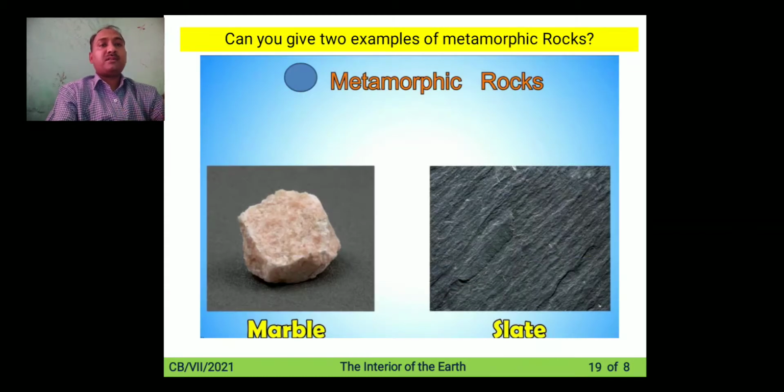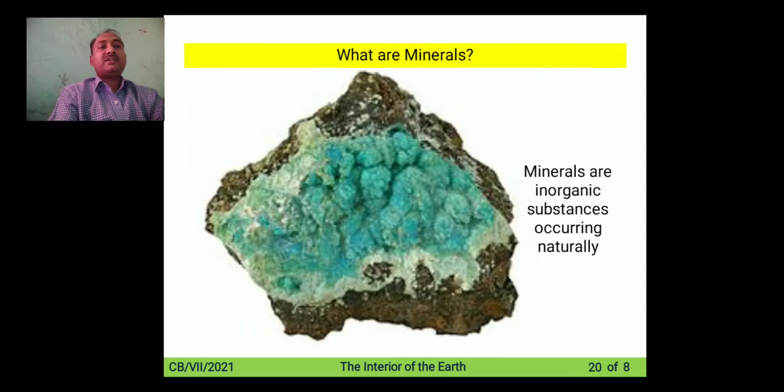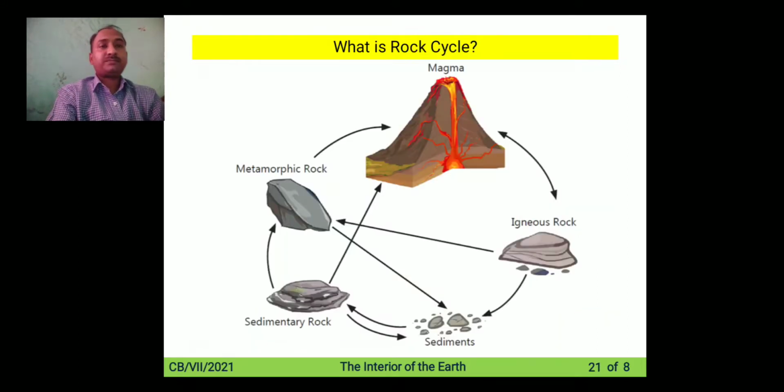Now here there are two examples. These two examples are mentioned to you here about the metamorphic rocks. First one marble and the second one slate. Let us see the next one. What are minerals? So dear students, as you know, minerals are specially found inside the earth. Minerals are inorganic substances occurring naturally. These minerals are naturally found, and these minerals are specially found inside the earth.